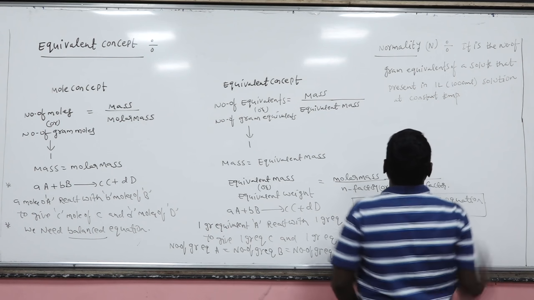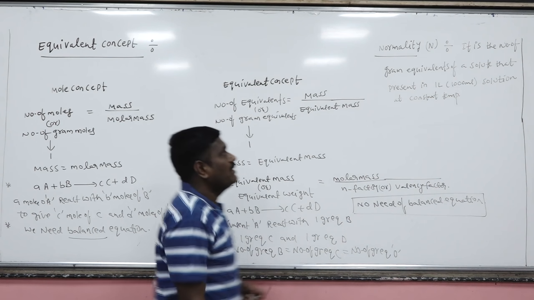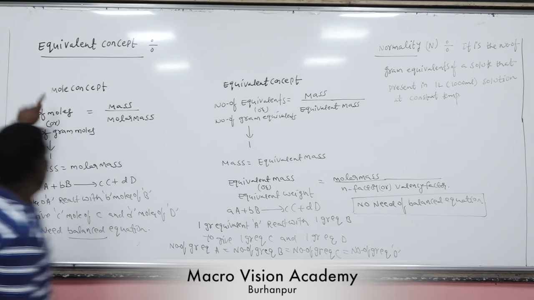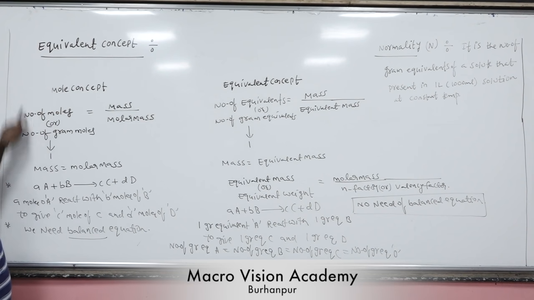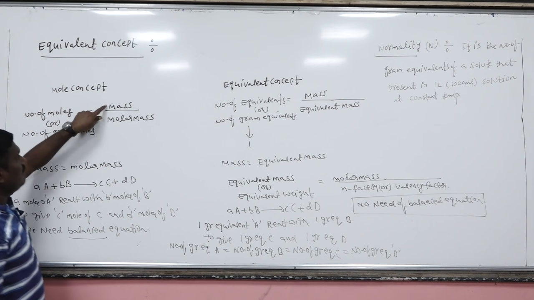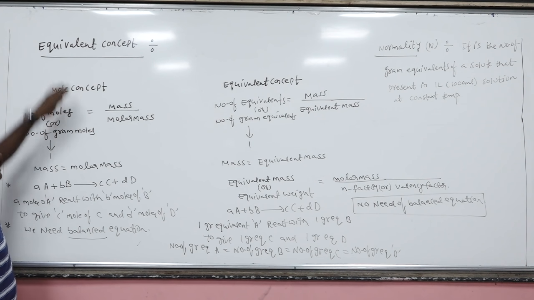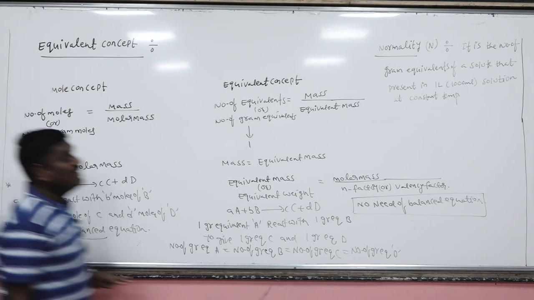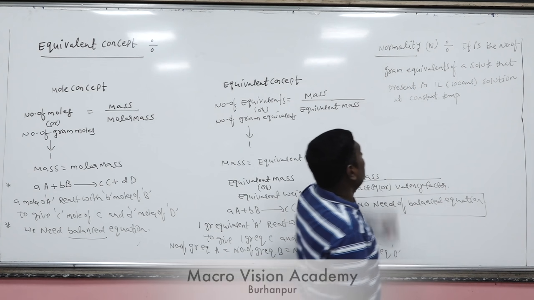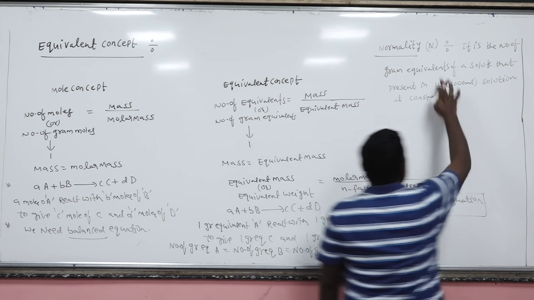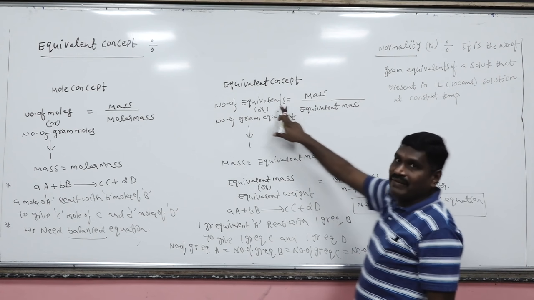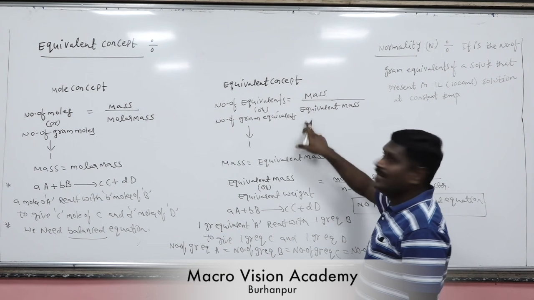So if we want to calculate the normality of a solution, obviously we require the number of equivalents. When we are dealing with molarity, the number of moles per liter, we know how to calculate the number of moles: given mass upon molar mass. So it is very easy to calculate the molarity, but it is not as easy as the calculation of normality. Normality is the number of equivalents of a substance present in 1 liter of solution. How to calculate the number of equivalents of a substance? That is the mass upon equivalent mass.